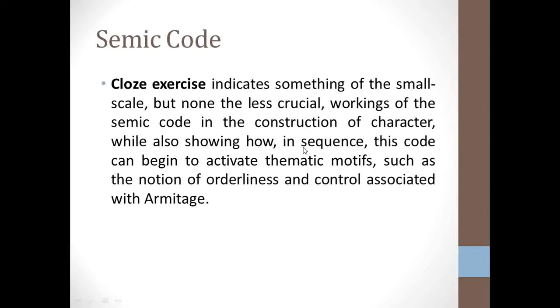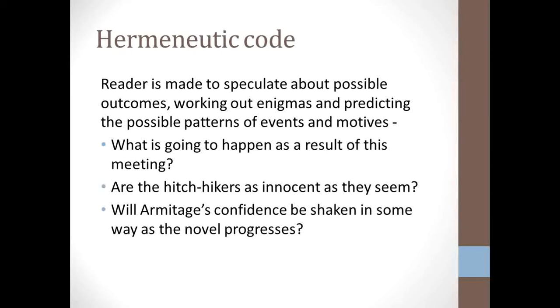throughout the narrative, as in how this Armitage is used to having control, used to having orderliness, order in his life, right? And how he wants to control things that happen to him, right? Now we move on to hermeneutic code.